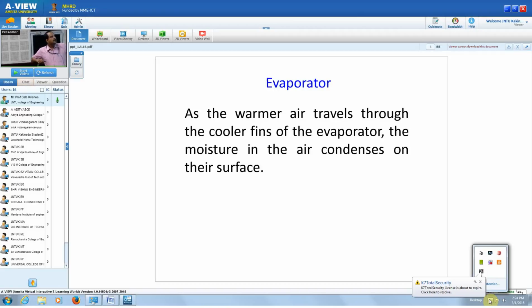As the warmer air travels through the cooler fins of the evaporator, the moisture in the air condenses on the surfaces. Next slide.